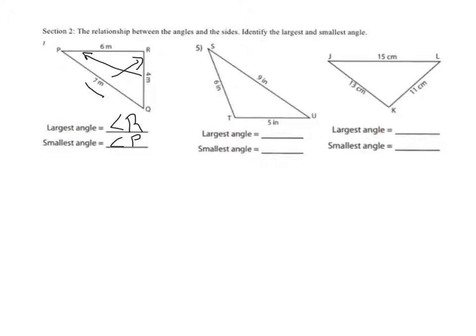So if we look at this next one, my largest angle would be across from 9, because that is the largest side, which is angle T. And then 5 inches is the smaller side, so it's across from angle S. And then the largest angle in this one is across from 15, so that would have to be angle K. And the smallest is across from 11, which is at angle J.